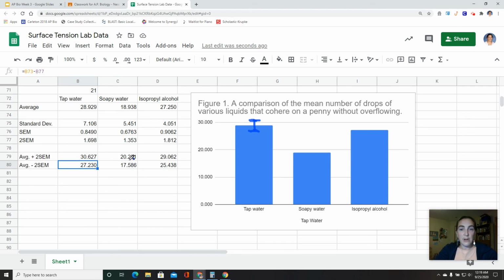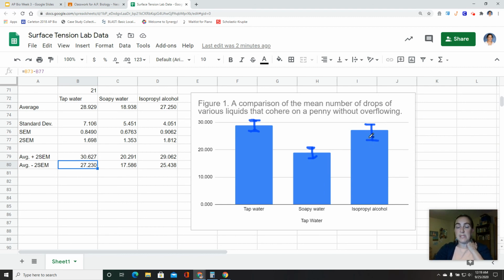On the soapy water, our error bar is going to go from 20.291 right here, right about there, down to 17.586. And on isopropyl alcohol, our error bar is going to go up to 29 and down to about 25. We have a little larger error bar on this one, mainly because we had less data. Remember, not as many people did alcohol, so our data is a little bit less reliable.